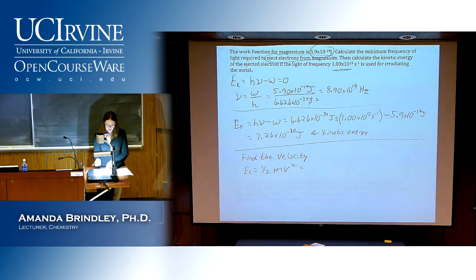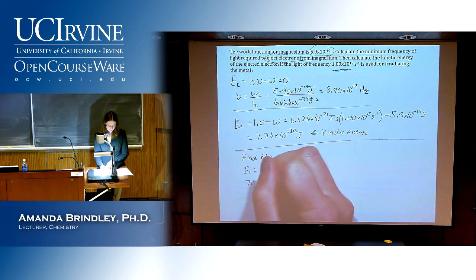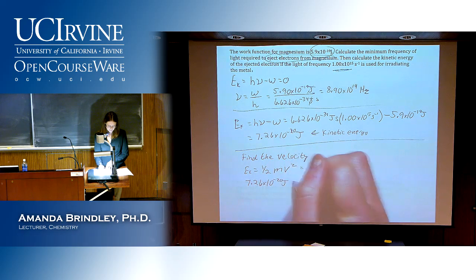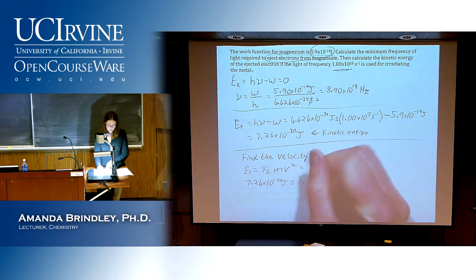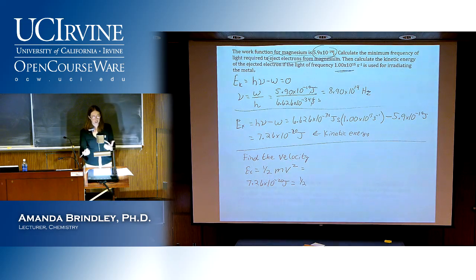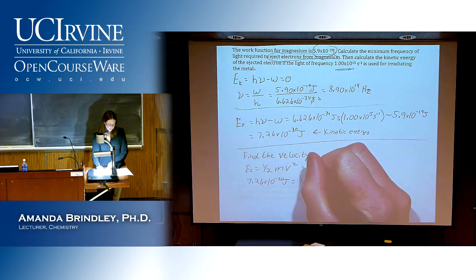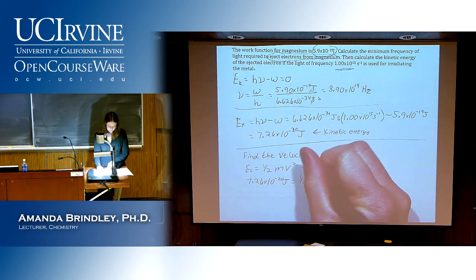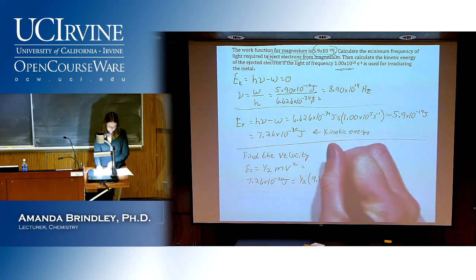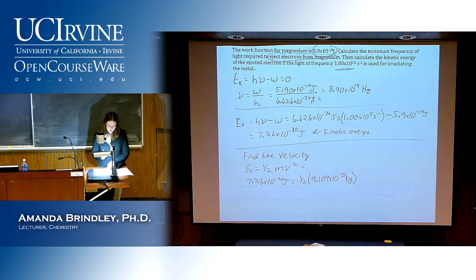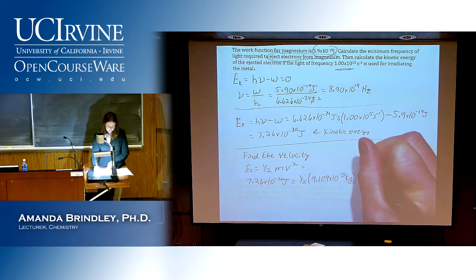So if we know our kinetic energy, and we know that that's equal to 1/2, now what is m here? Well, m is our mass of an electron, so that's something that we would look up. On an exam, I would give it to you. And then we would have v squared.